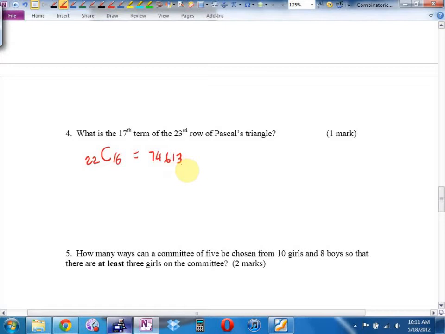Anybody draw it out? So 23 rows is enough to dissuade you from drawing it out? Yes! Excellent. You know what? This is going to be multiple choice. I'll even tell you what the answers will be.